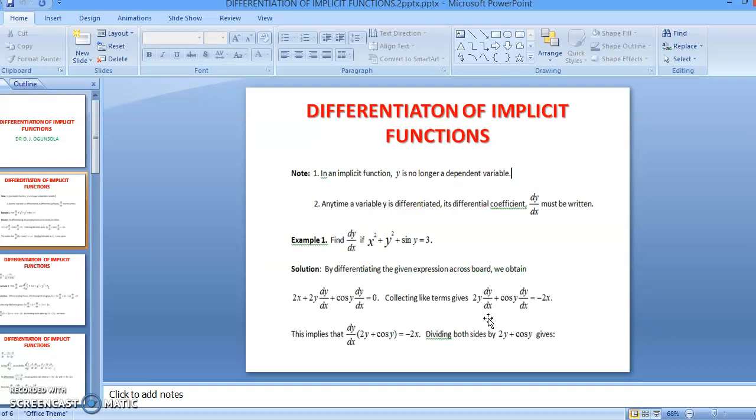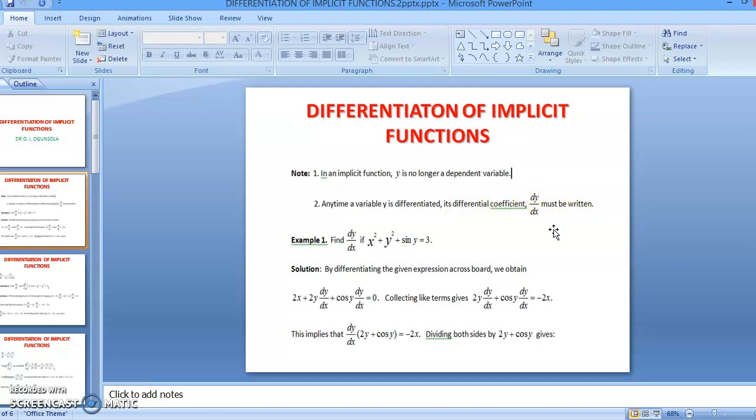Implicit functions are functions that have a peculiar nature. They are unlike explicit functions, which we have so far studied. In an explicit function, y is a dependent variable, but in an implicit function, y is an independent variable. Before we go on, let's take note of the following important points in implicit functions. Note, in an implicit function, like I said, y is no longer a dependent variable, and anytime y is differentiated, the differential coefficient dy/dx must be written.